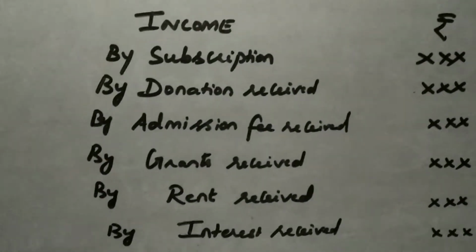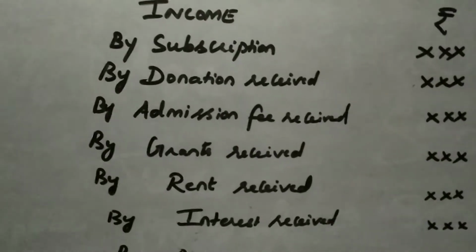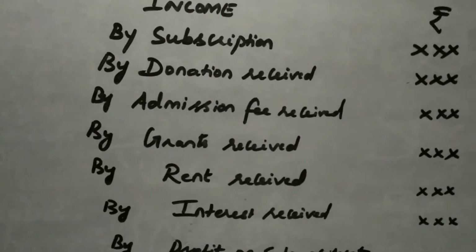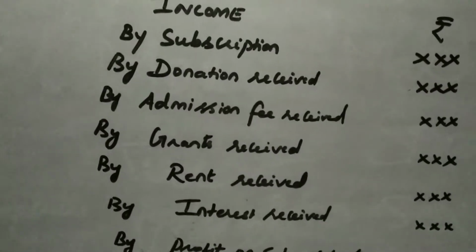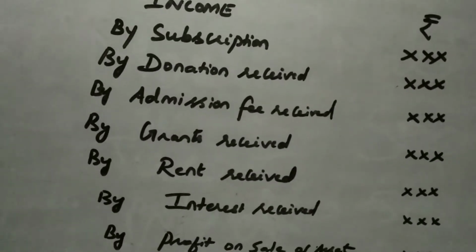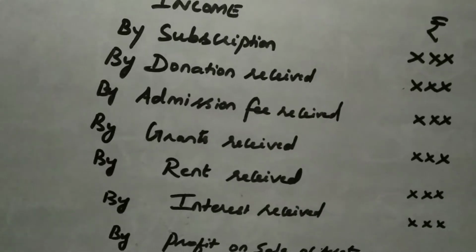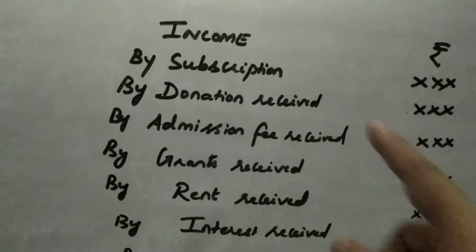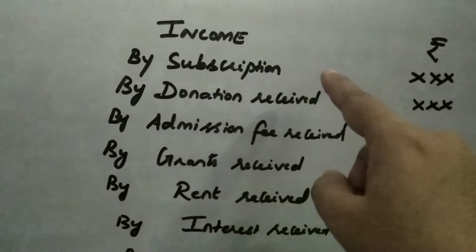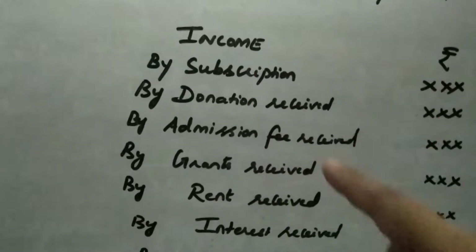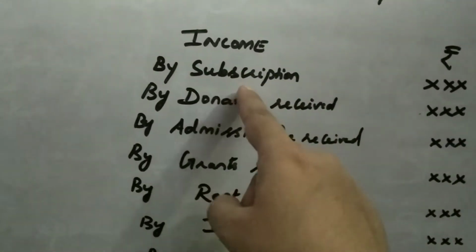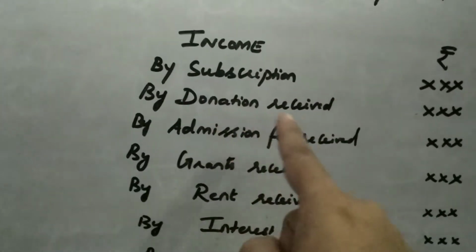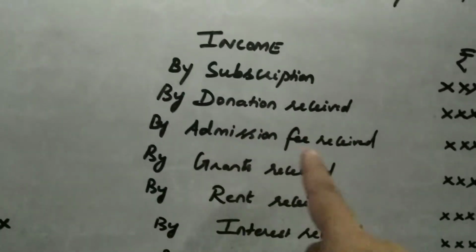Coming back to the income side, you have subscription. Subscription related to the current year. Any outstanding related to the current year will be added. So subscription for the current year along with adjustments, you will be showing on the income side. Then donation received. Admission fee received.